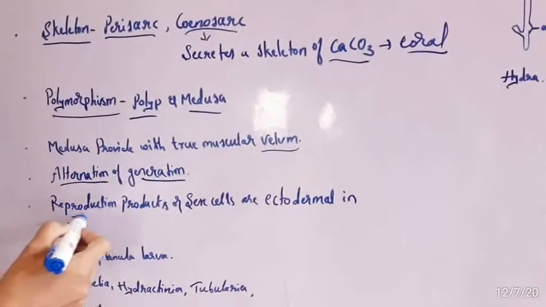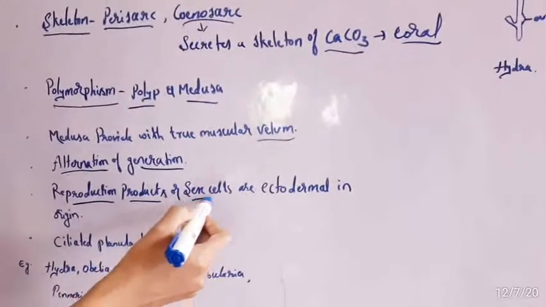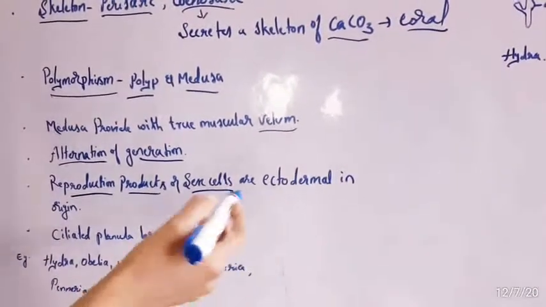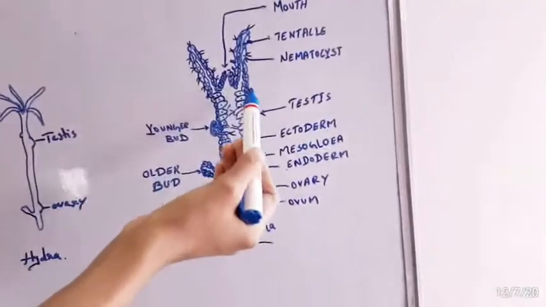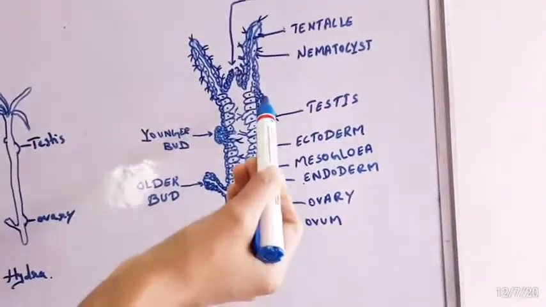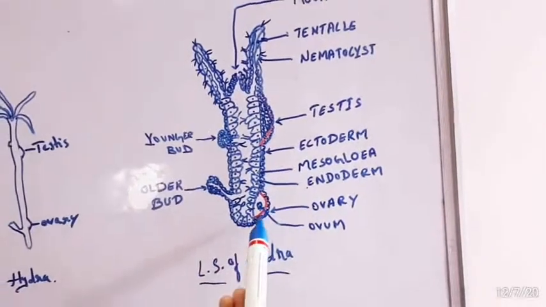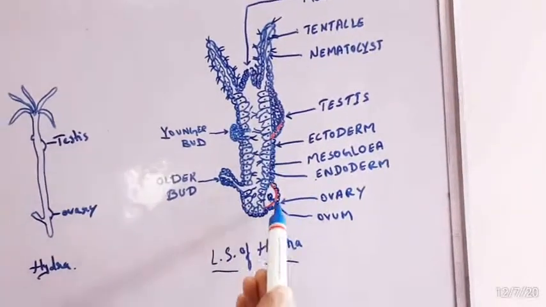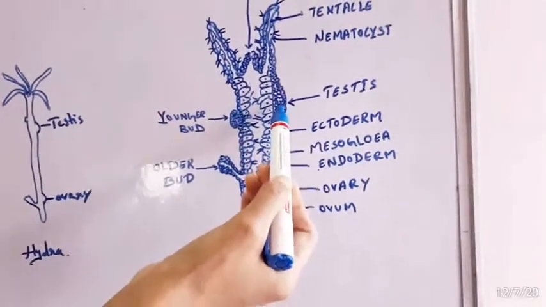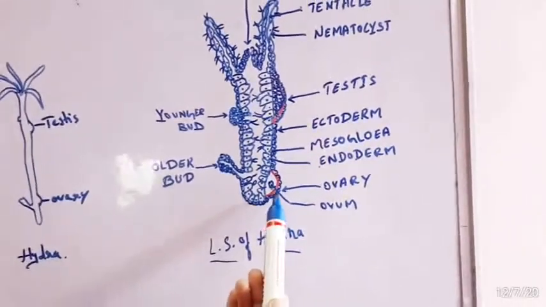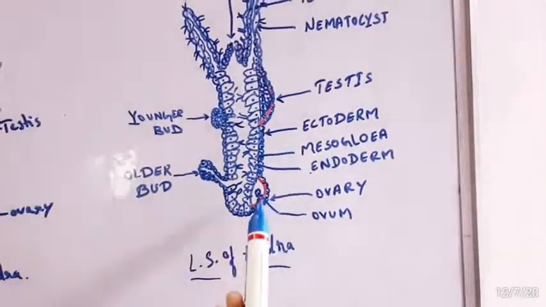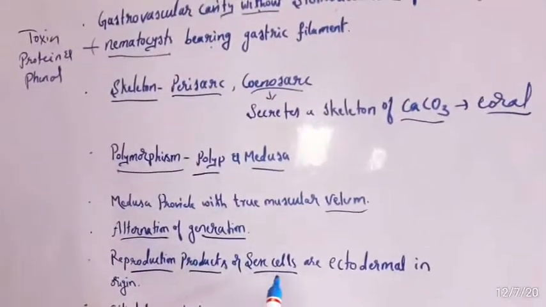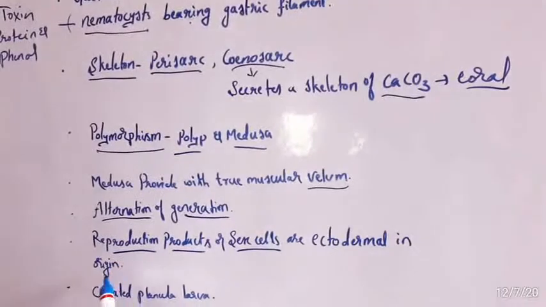Then reproduction. The reproductive products or sex cells are ectodermal in origin. You can see here this is the ectodermal region. In this ectodermal region the sex cells originate. The testis and ovary are located in or originate from the ectodermal region. So the reproductive products or sex cells are ectodermal in origin.